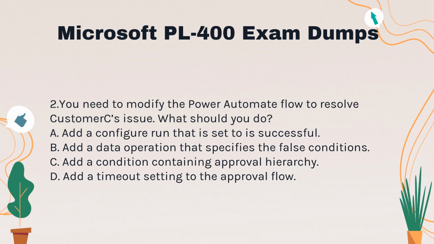2. You need to modify the Power Automate flow to resolve customer's issue. What should you do? A. Add a configure run that is set to is successful. B. Add a data operation that specifies the false conditions. C. Add a condition containing approval hierarchy. D. Add a timeout setting to the approval flow.